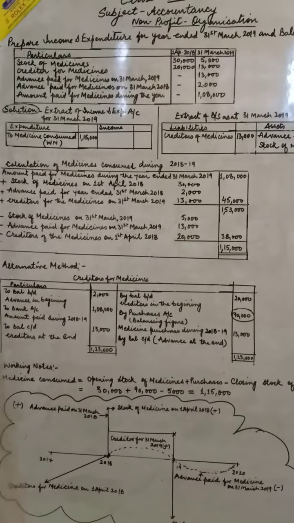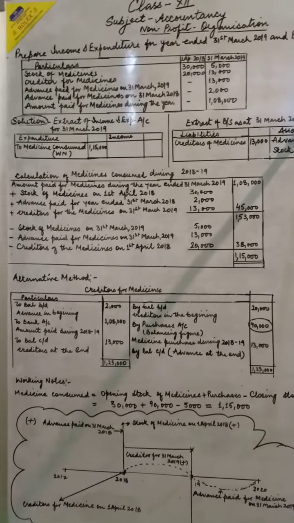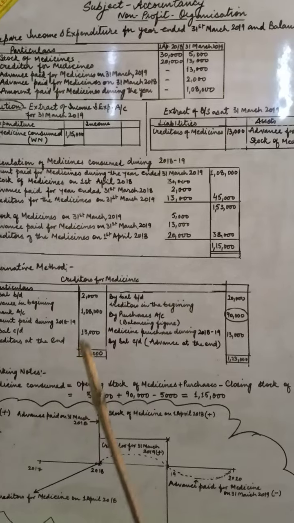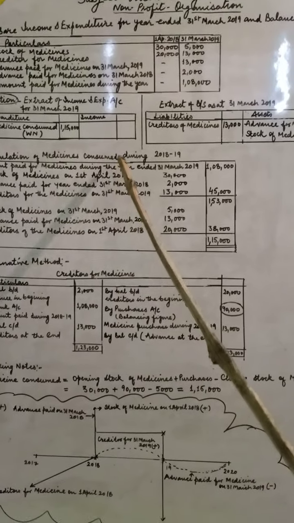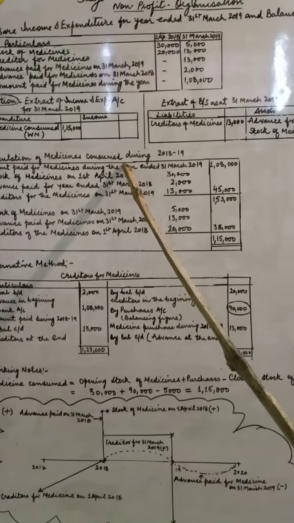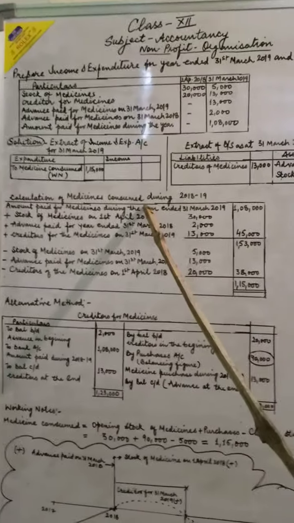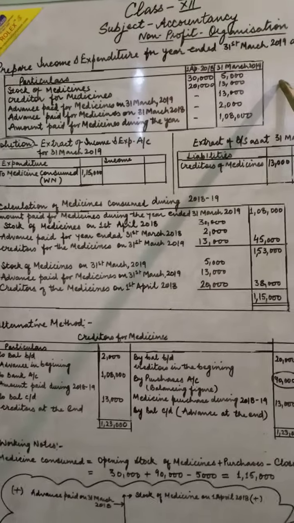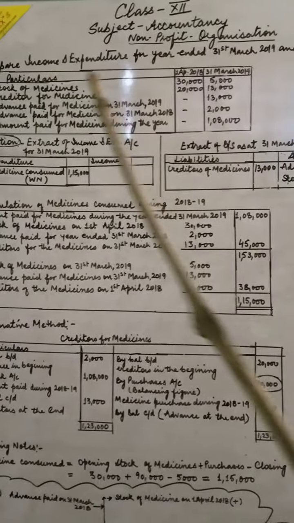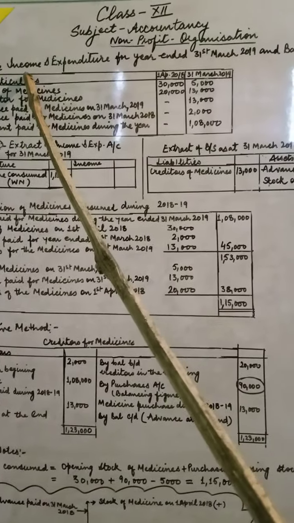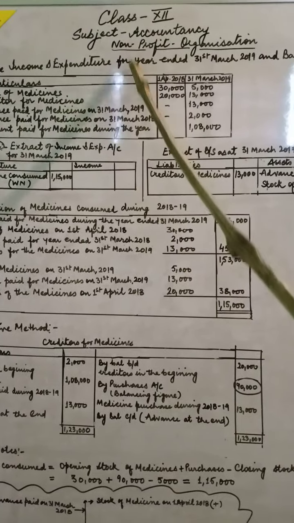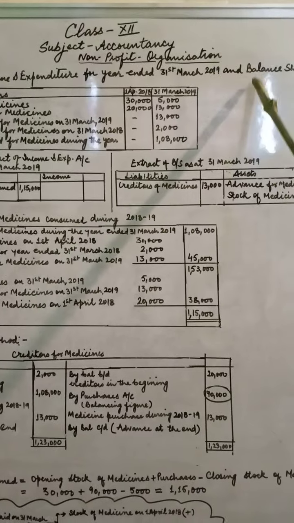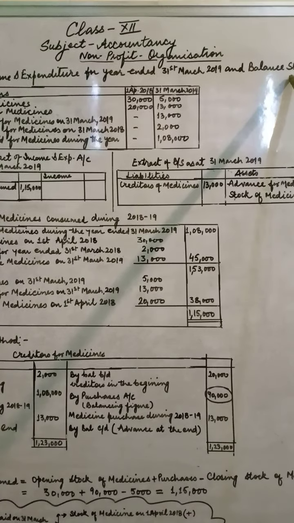It is about, I have just chosen one question regarding how you are going to calculate the medicine consumed. For that, I have just chosen a portion here, one example. First of all, you have to read it properly. Prepare income and expenditure for the year ended 31st March 2019 and also make a balance sheet of it.